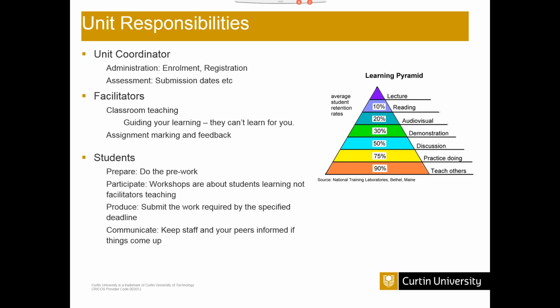An important aspect of any class is the communication between staff and students. Please keep us informed if things come up. If you can't attend class, if you can't submit an assessment task on time, please let us know and we can work on it with you.